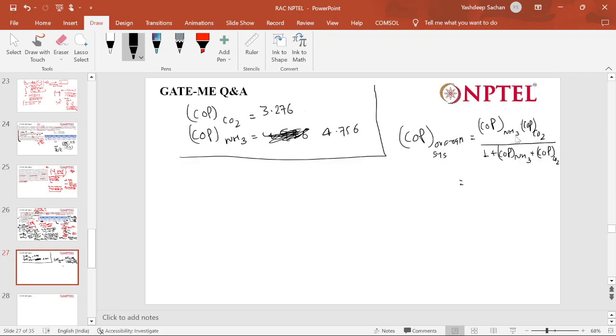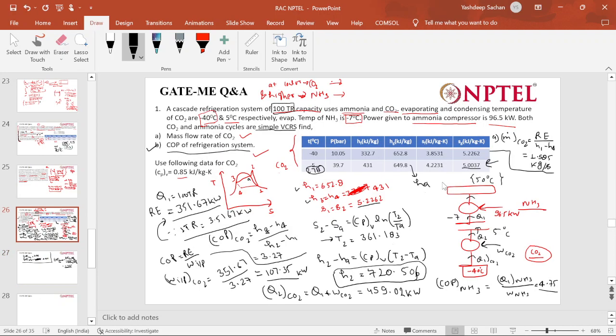So put all these two values here and let me know the COP of the overall system. 1.725. 1.725. Right? Correct? This you can also find in some other way. Can anyone tell me, seeing this cycle? Any idea?